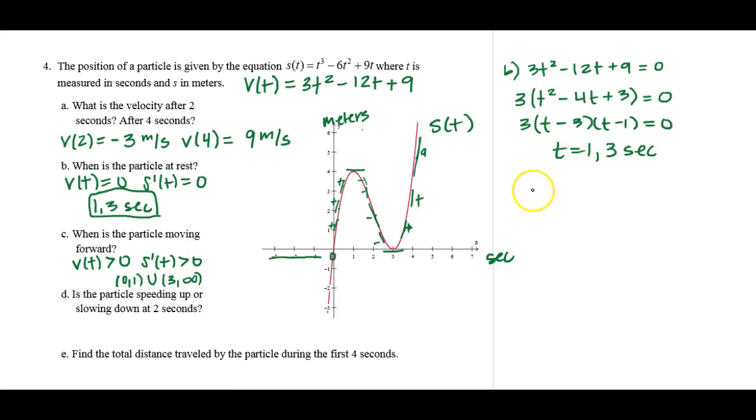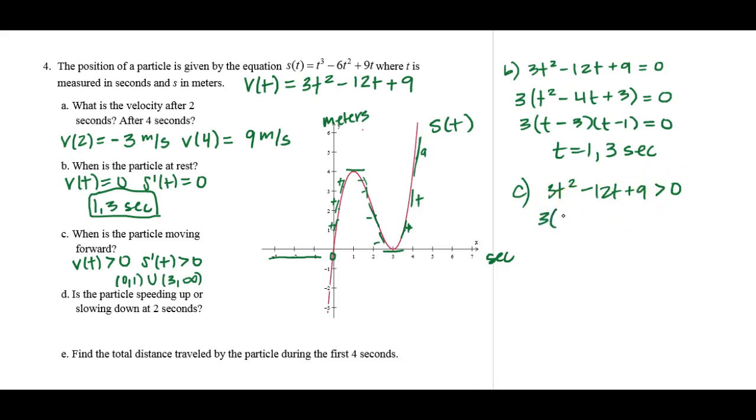Now, I would have to solve this analytically, by setting the equation up here, 3t squared minus 12t plus 9, to be greater than 0. But really, that's going to translate to graphing this quadratic and looking at where it's above the x-axis.